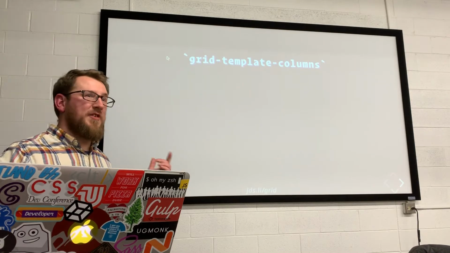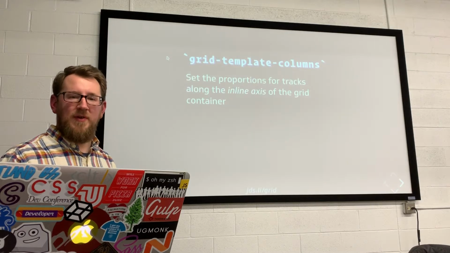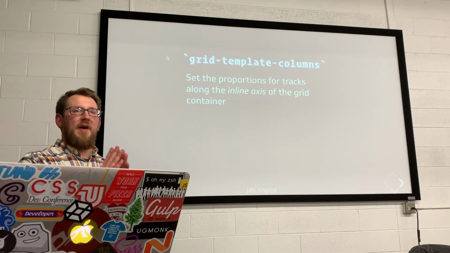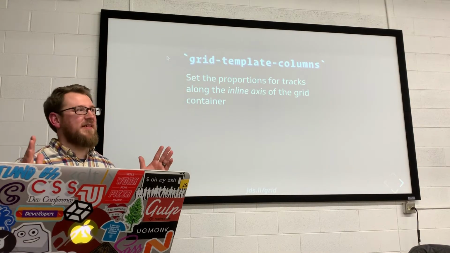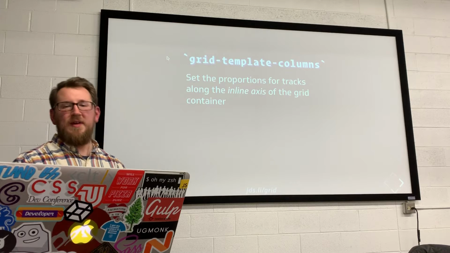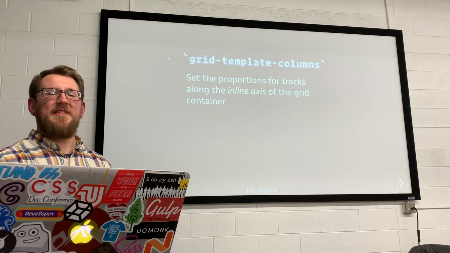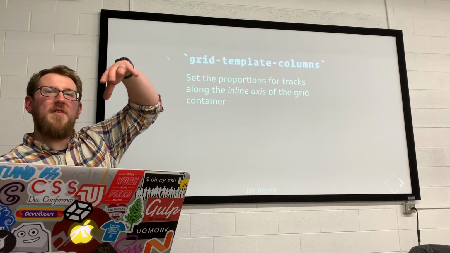Grid template columns, as you're probably already guessing, lets us set up the columns that children can be aligned to. It sets the proportions for tracks along the inline axis of the grid container, in a left to right Western writing mode, that's horizontal. If you were to use a writing mode, which also exists in CSS, that tilted everything 90 degrees, all of your grid layout would shift to match.